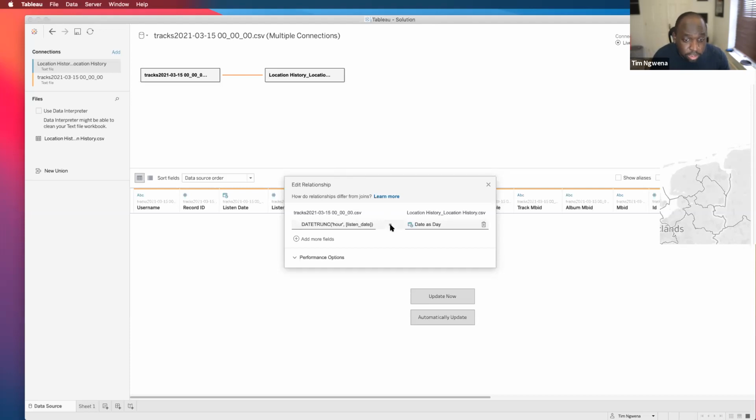Then I created a relationship in Tableau. What this does is it doesn't create a join, but it basically tells Tableau that, look, the thing that these two data sets have in common is time. Okay, so for any given time, I want you to relate this music with this particular location if they fall within the same time zone.